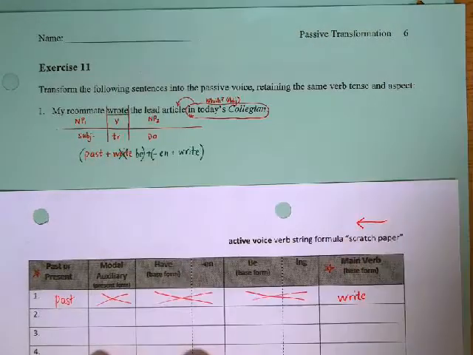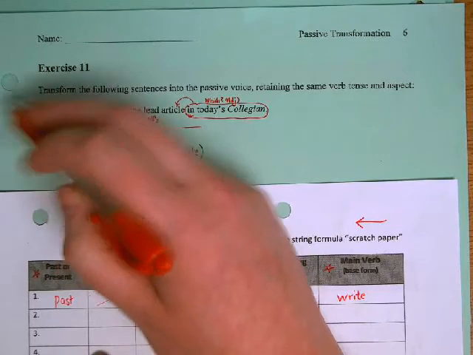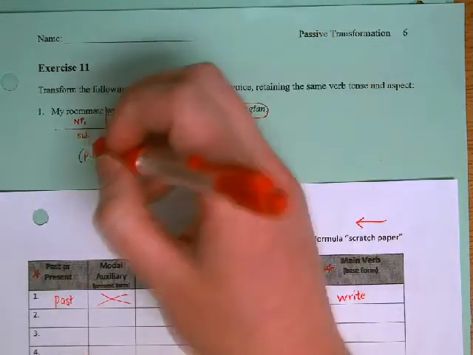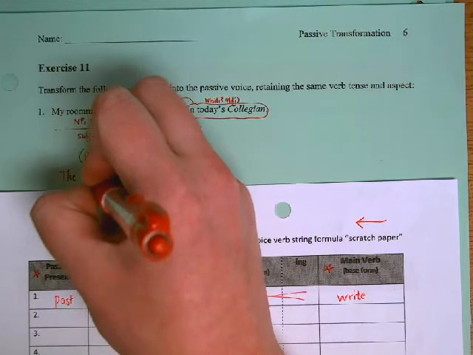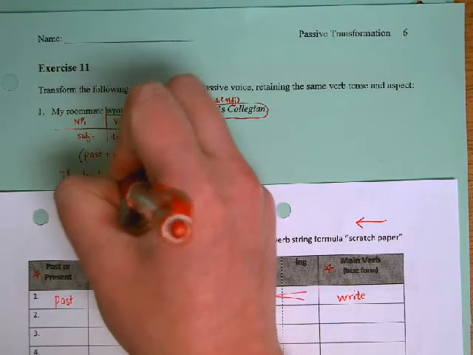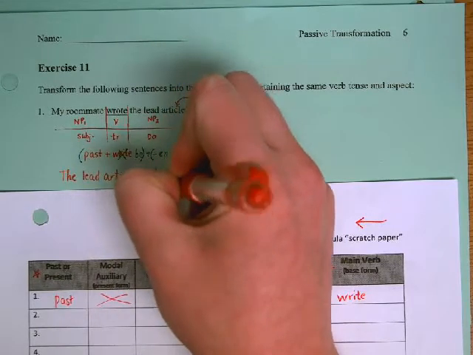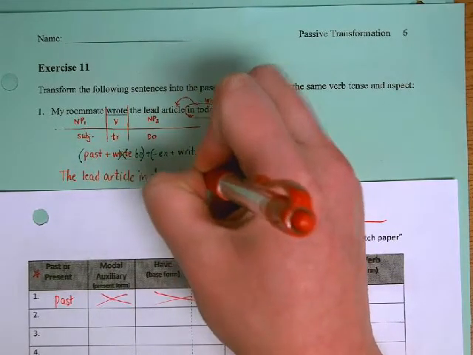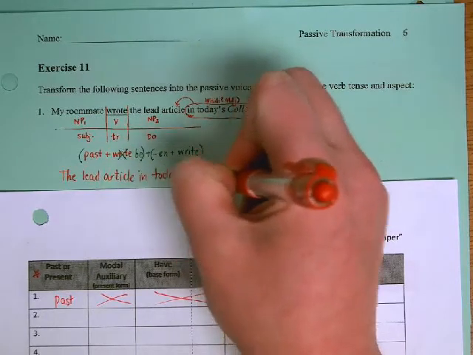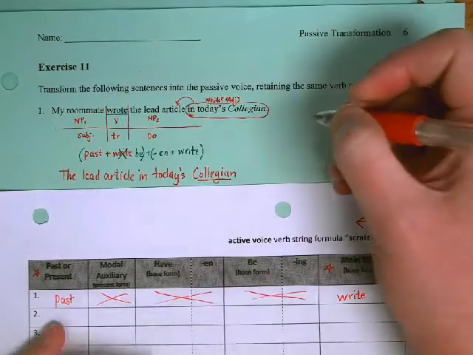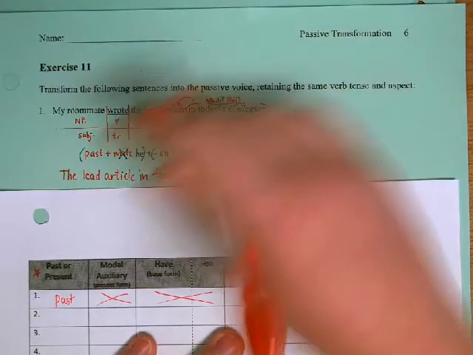So now we're going to move the direct object to the subject spot. And since there's no introductory adverbial phrases or adverbs, we can start our sentence with that direct object. So the lead article in today's Collegian. So I'm going to underline Collegian because it's italicized in that sentence up there, but I can't italicize it since I'm handwriting it. So the lead article in today's Collegian, so the direct object goes in the subject spot.